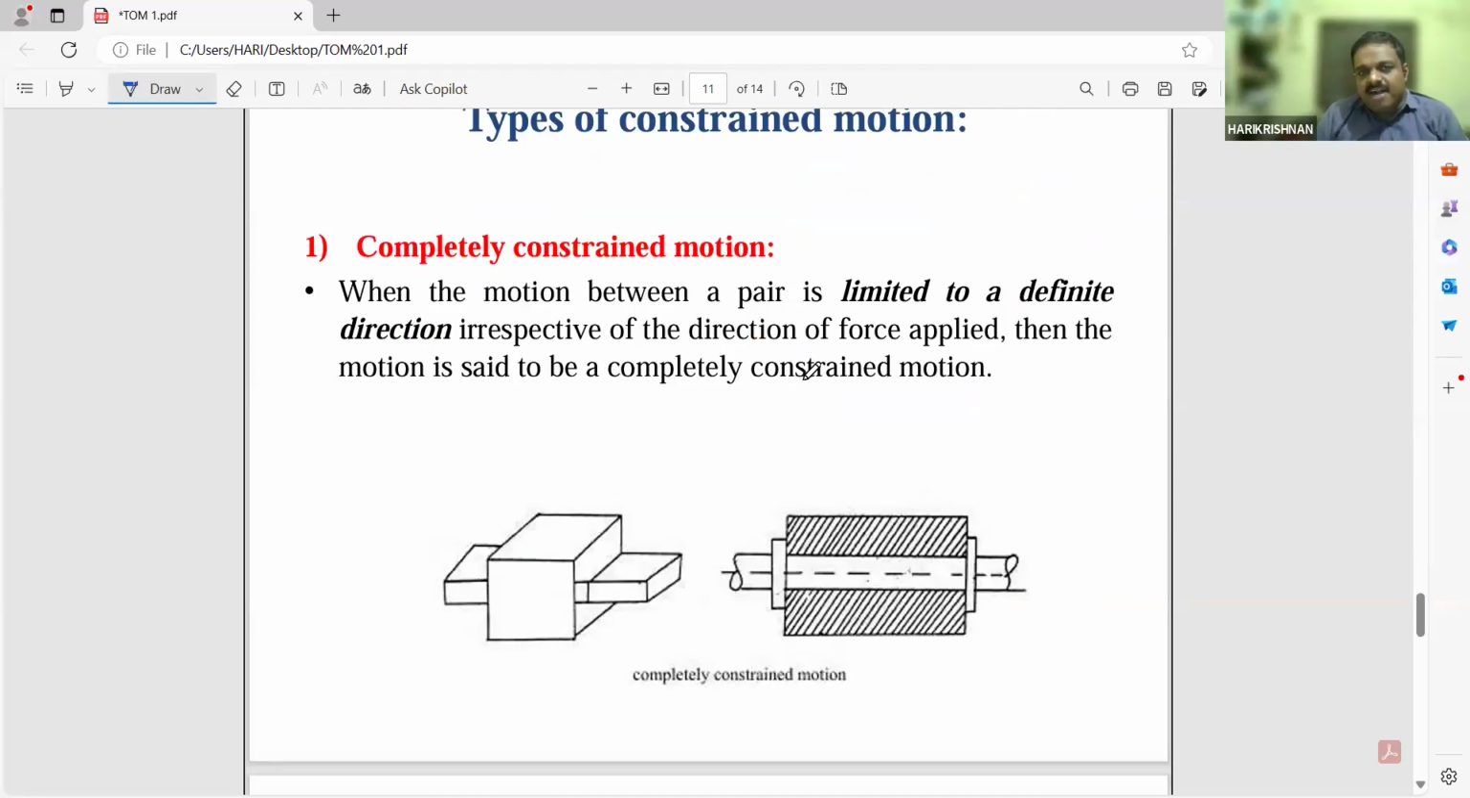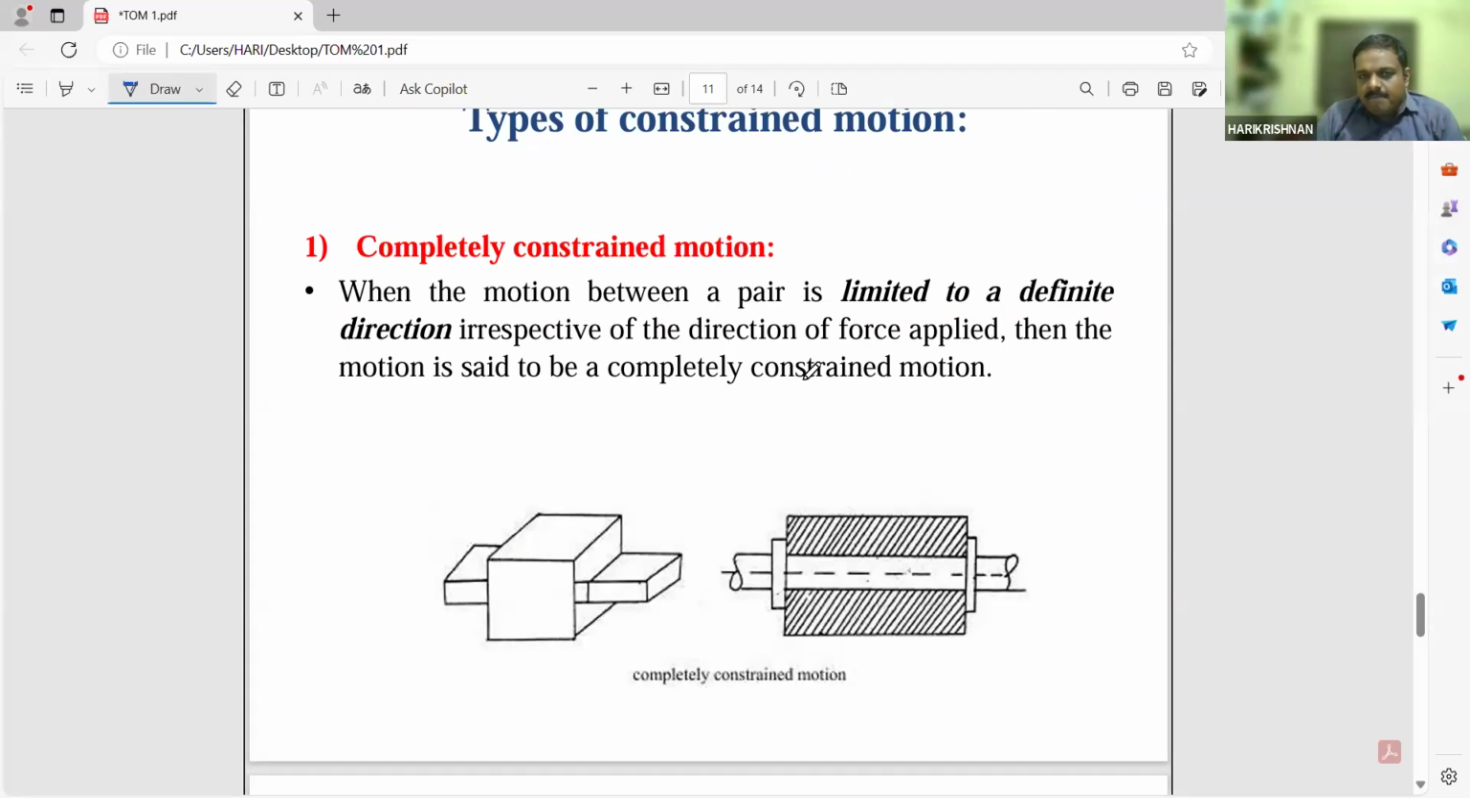The first one is completely constrained motion. Completely constrained motion means that in any way you apply the force, the force direction can be in any way, but the direction of motion of the pair is limited to one definite direction. That type of motion is known as completely constrained motion.